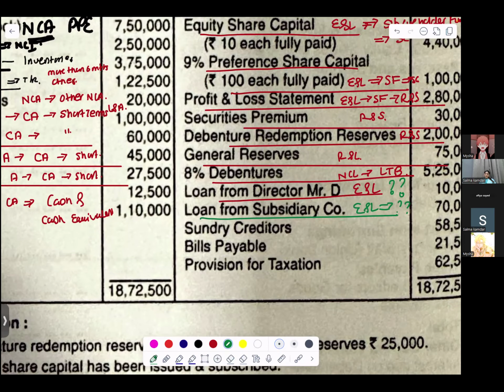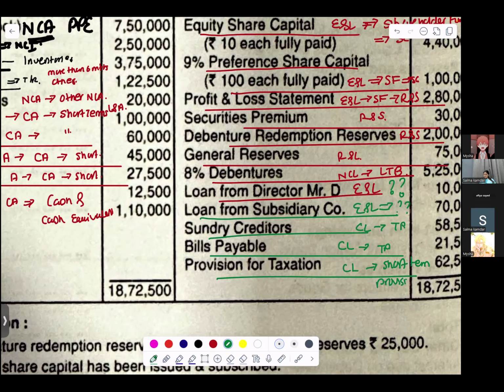Okay. Sundry creditors. Current liability, trade payables. Bills payable. Current liability, trade payables. Provision for tax. Current liability, short term provisions.